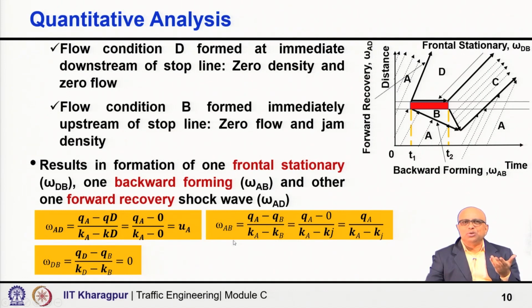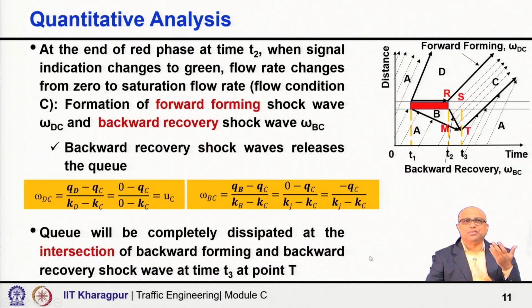And what will be omega AB, the speed of shock wave AB, which is the backward forming shock wave? It is (Qa minus Qb) divided by (Ka minus Kb), but Qb equals 0, and all others are non-zero. So, it is Qa divided by (Ka minus Kj). So, if we know the speed, flow and density of different traffic states, we can easily calculate what the shock wave speed will be.